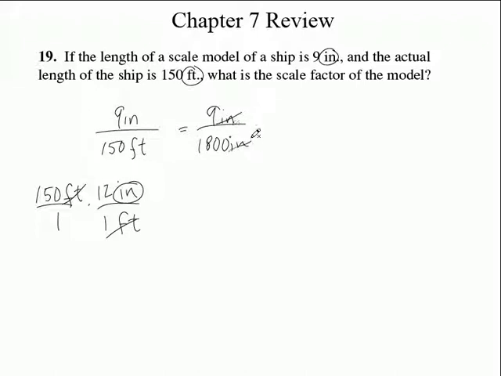The inches cancel out, and then I've got 9 over 1,800. Simplify that. That's easy to simplify. That goes once, that goes twice. It's 1 over 200. Now, if you're comparing the scale to the actual, it's 1 over 200. Or, if you wanted to compare it from the real to the scale, you could say 200 to 1. Either way that you want to write that, I would accept. It's no problem.